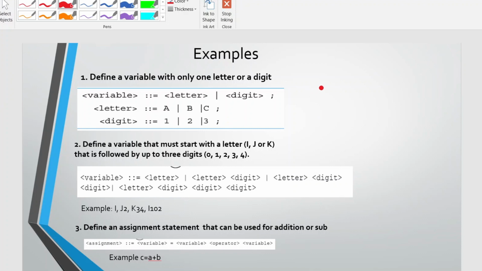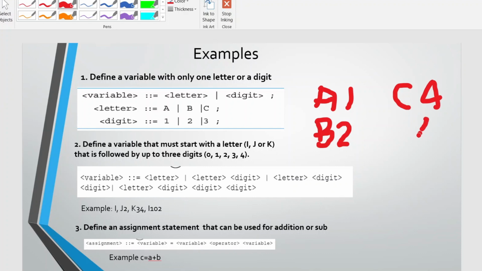So one of the examples could be, for example, I can write A and a digit 1. Okay, so this is my definition of the variable. Or I can write B, or I can write 2. Okay, so if I write C and 4, so will it be accepted or not? No. Why? Because in my digit I have not defined 4 over here, so I can only choose either 1, 2, or 3.